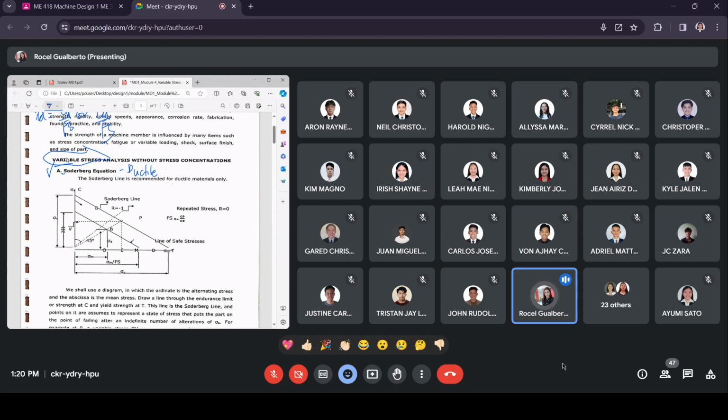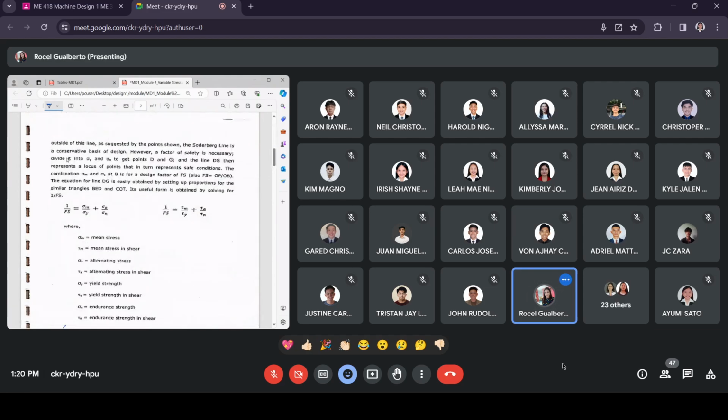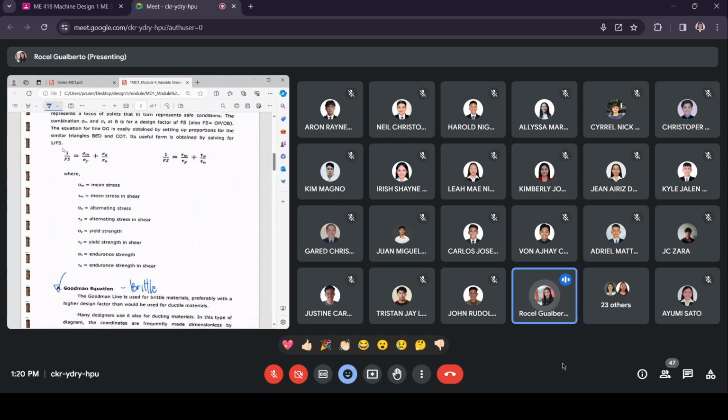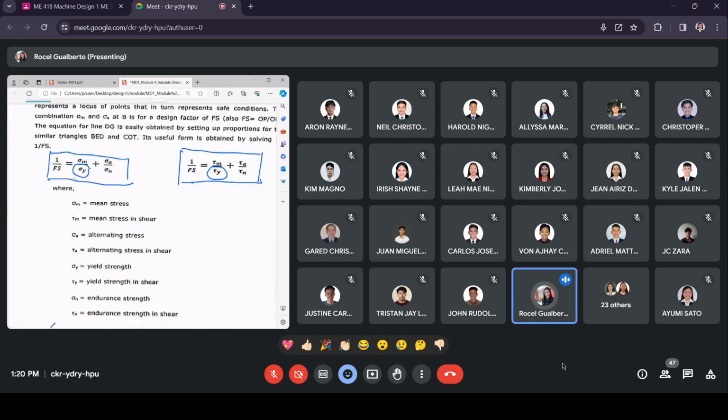Now, let us take a look at the Soderberg equation. So this is the Soderberg equation, and this one too. These are both Soderberg equations. If you notice, the denominator of the first term contains sigma y and tau y. It is because it is a ductile material, so we base the design on the yield strength. That is why we use this.